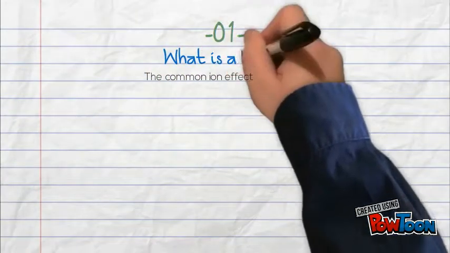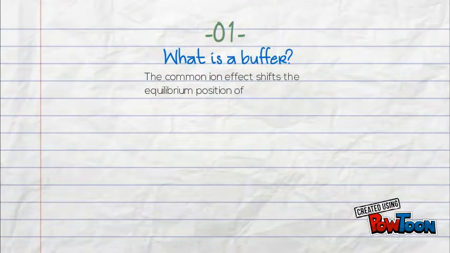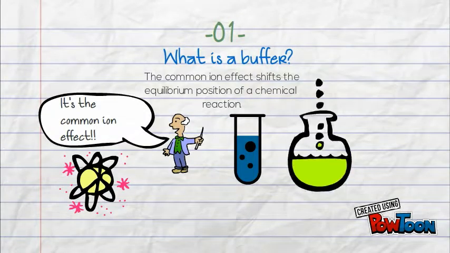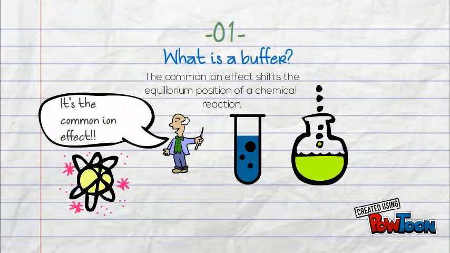What is a buffer? First, let's review what the common ion effect is. The common ion effect shifts the equilibrium position of a chemical reaction. This effect happens when an ion is added to an aqueous solution that consists of its conjugate acid or conjugate base. A buffer is an example of the common ion effect.